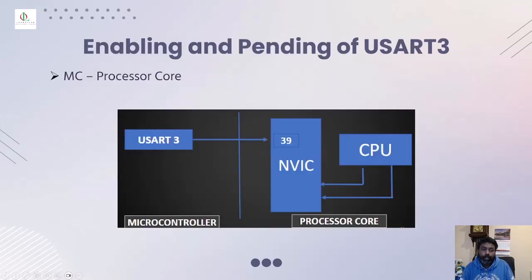This is just one example with the microcontroller and the processor core. Actually, we're going to learn about USART2, and its IRQ is 38. This is another microcontroller where, as an example, I pointed to USART3, whose IRQ is 39.